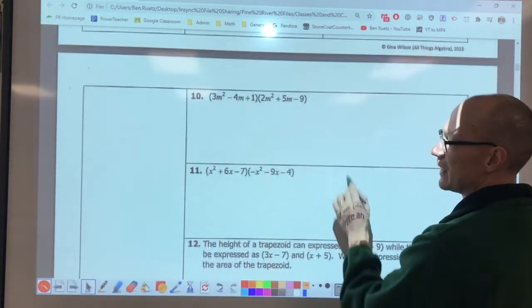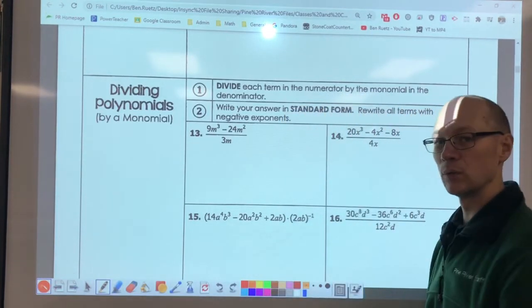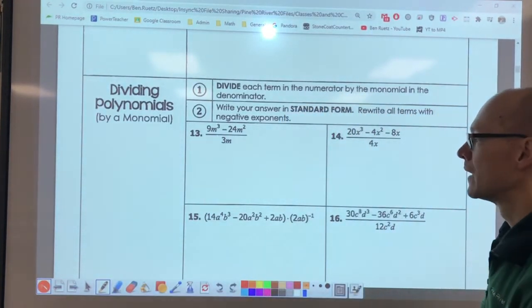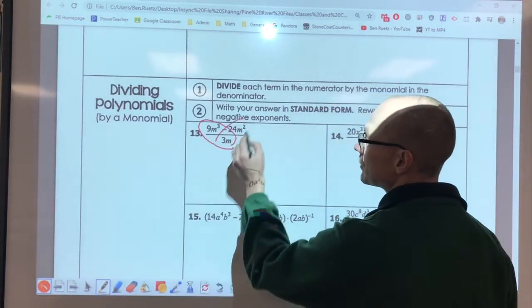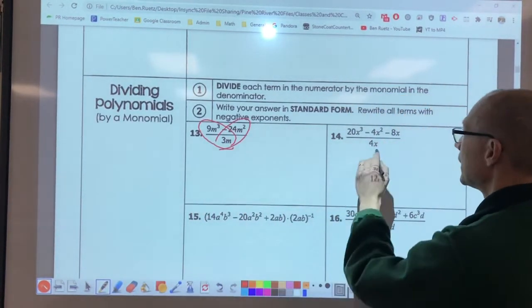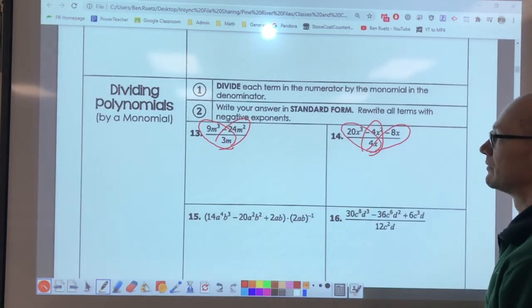Lastly, a bunch of Valentine hearts here for dividing. We'll get to later on what happens if it doesn't divide nicely. We'll see, but for right now, just split this up into two things and reduce each of them. Split this up into three things, reduce each of them.